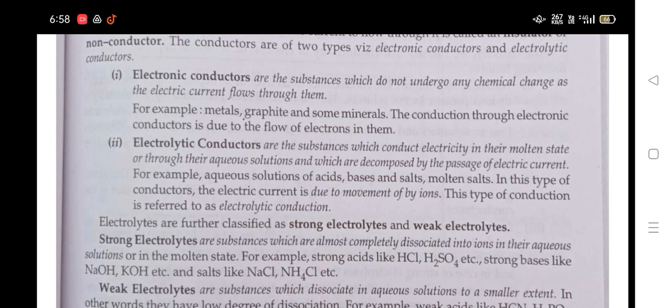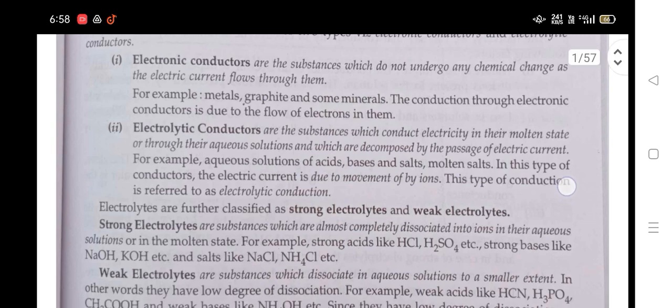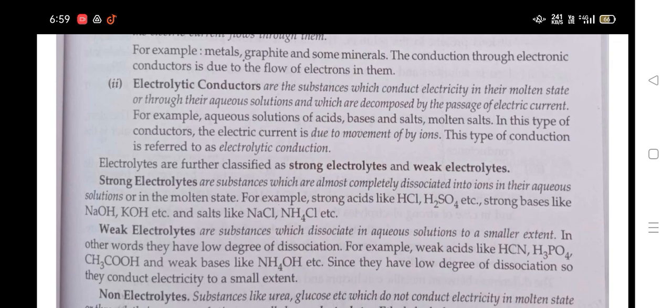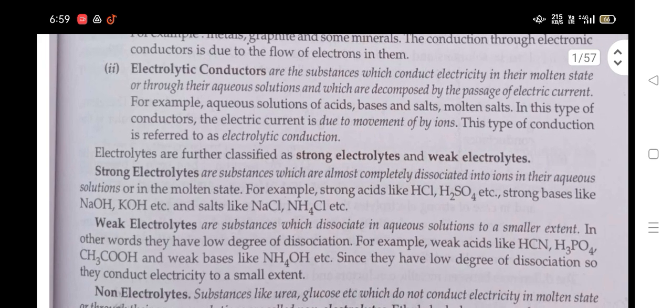Electrolytes are further classified as strong electrolytes and weak electrolytes. Strong electrolytes are substances which are almost completely dissociated into ions in their aqueous solution or in the molten state. For example, strong acids like HCl, H2SO4, etc., strong bases like NaOH, KOH, etc., and salts like NaCl, NH4Cl, etc.